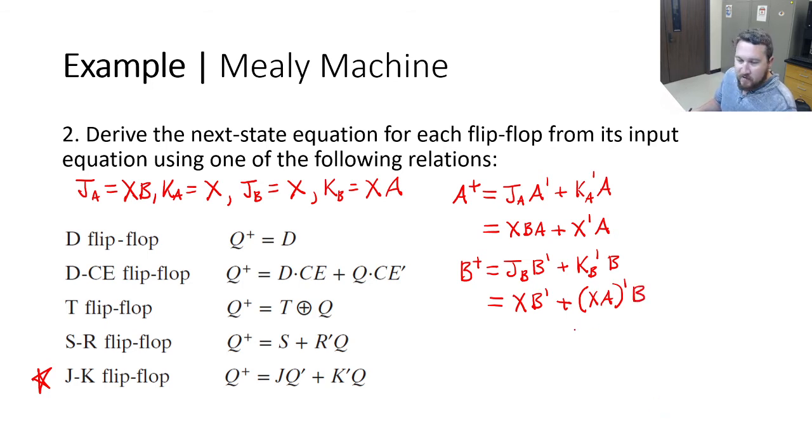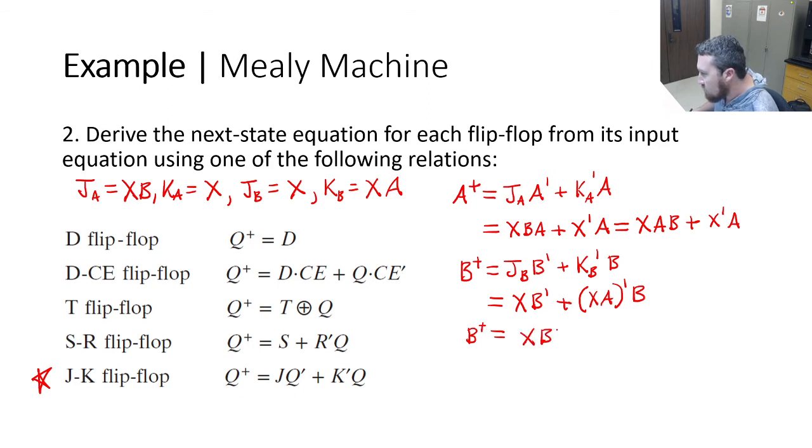Remember that we need to get everything into product of sums form. I'm going to go up here and rearrange A plus real quick to just be in a nice alphabetical form. X, A, B, or X prime and A. And then down here, B plus, it's going to be what? X, B prime, or we're going to apply De Morgan's theorem.